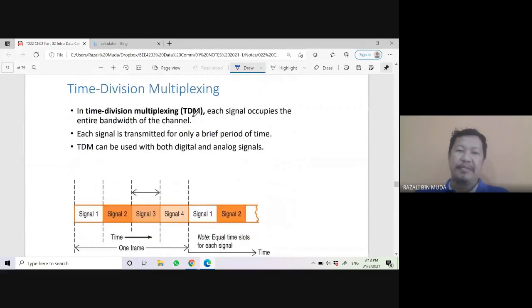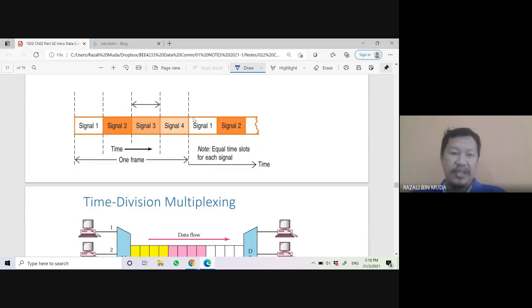Next is TDM. In time division multiplexing, each signal occupies the entire band of the channel. Each signal is transmitted for only a brief period of time. TDM can be used with both digital and analog signals. So in this case, signal 1, signal 2, signal 3, signal 4. So it has a portion of that signal. Then it will repeat again, signal 1, signal 2, signal 3, signal 4.